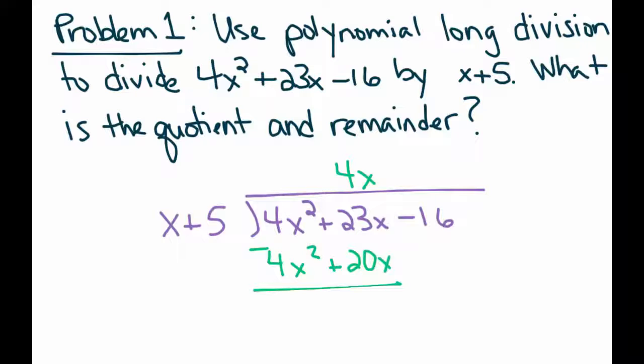If you've done this correctly, these should always cancel. They should always be 0. The other one is going to be 23x minus 20x, which is 3x. Bring down the next term.